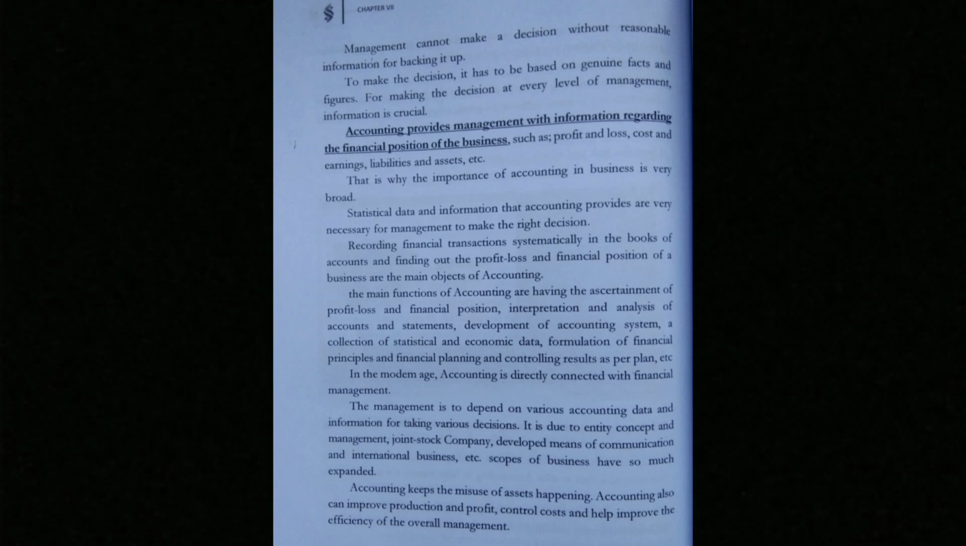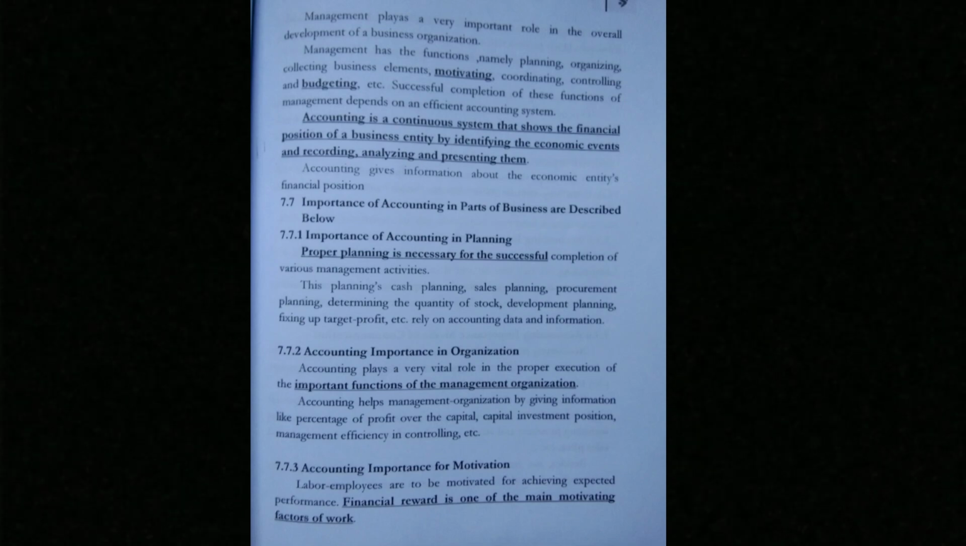Accounting keeps the issue of assets in check. Accounting can also improve production and profit, control costs, and help improve the efficiency of the overall management. Management plays a very important role in the overall development of a business organization. Management has the functions of planning, organizing, collecting business elements, motivation, coordinating, controlling, and budgeting. Successful completion of these functions of management depends on an efficient accounting system.